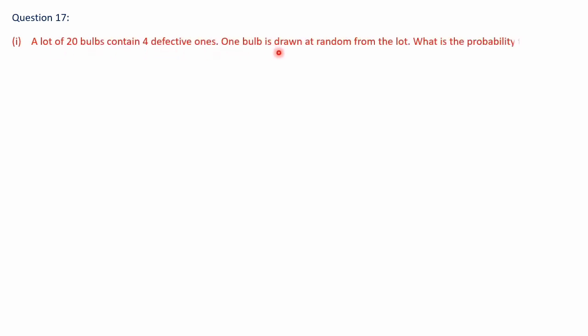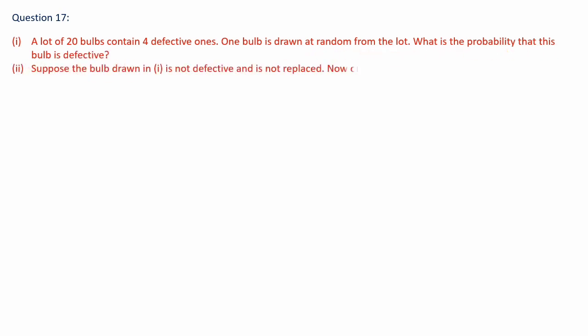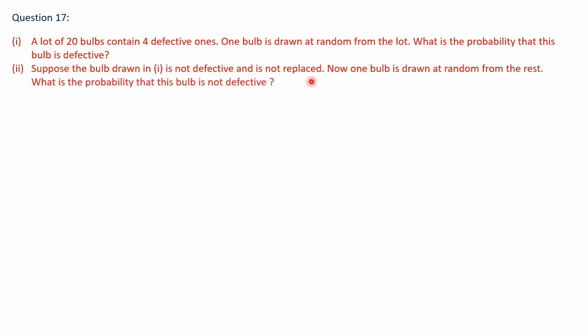Next we shall discuss question number 17. The question is: a lot of 20 bulbs contain 4 defective ones. One bulb is drawn at random from the lot. What is the probability that this bulb is defective? Suppose the bulb drawn in the first part is not defective and is not replaced. Now one bulb is drawn at random from the rest. What is the probability that this bulb is not defective?